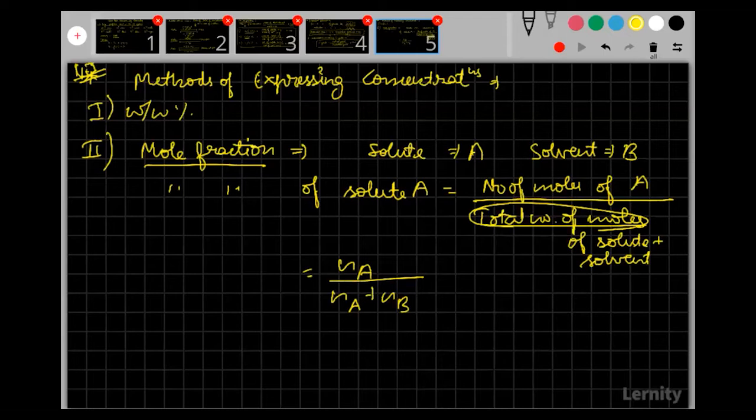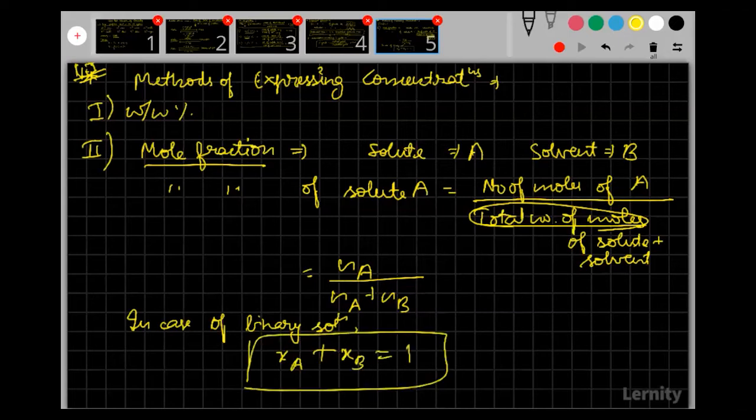In the case of a binary solution, we'll find that Xa, the mole fraction of A, plus the mole fraction of B should be equal to 1. But for a ternary solution, it will be Xa plus Xb plus Xc, and still the value is supposed to be 1. So the overall mole fraction is never going to exceed 1. Whatever the number of components, overall the mole fraction should always equal 1 and not more than that.